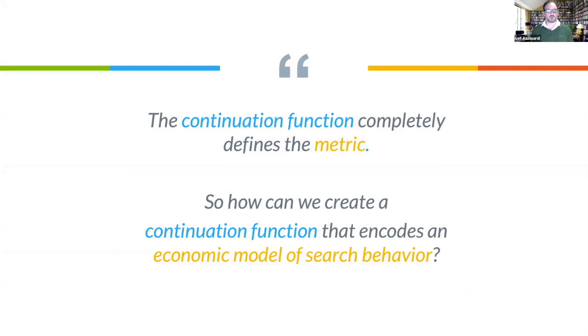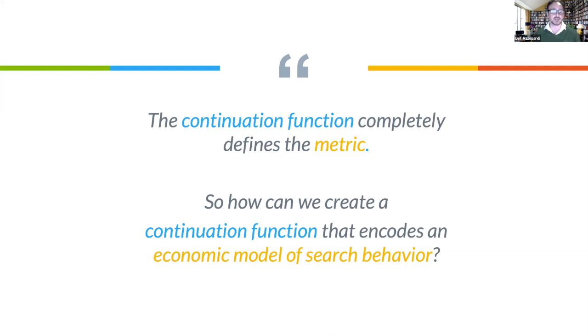So as a recap, what the C/W/L framework allows us to do is say that this continuation function, or this probability of continuing, completely defines the metric. Because if we have the continuation function, we can work out the weights, and if we have the weights, we can work out the expected utility of that list to us. Now the question is, how do we build a continuation function that encodes this economic model of search? If we had a rational, Homo economicus kind of user, how would they go and search through the results?